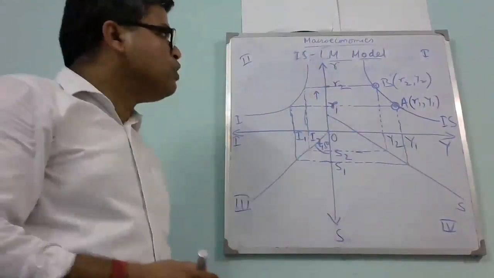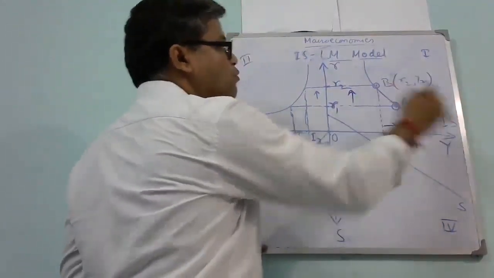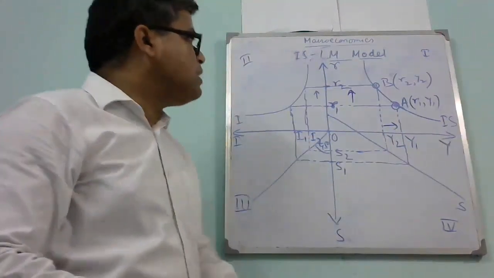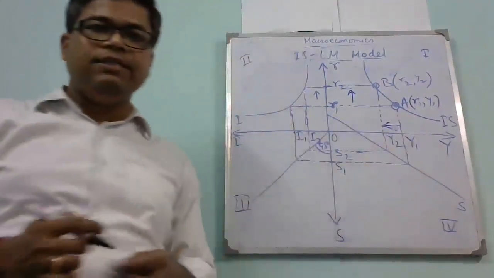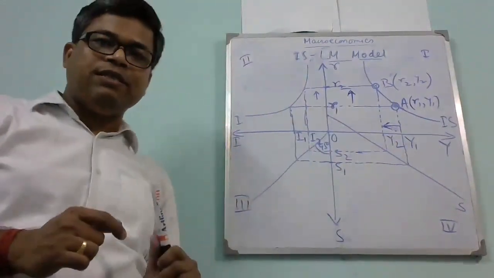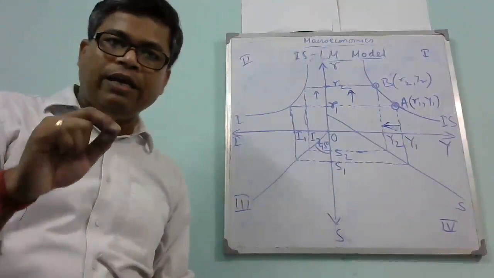The IS curve is downward sloping because as the rate of interest increases, the income decreases, and that gives a downward sloping IS curve.